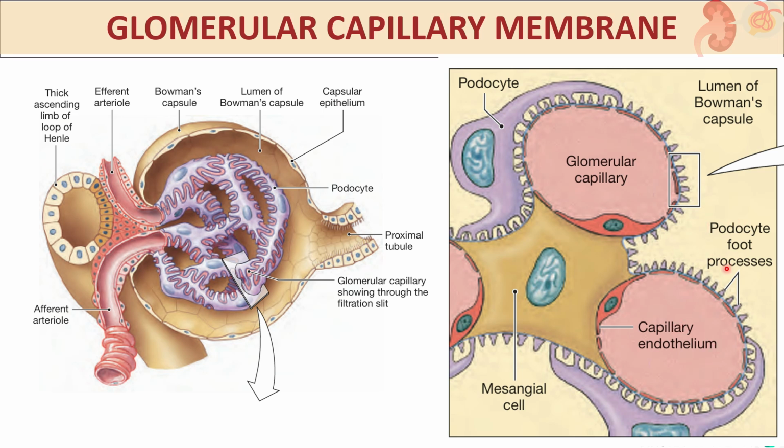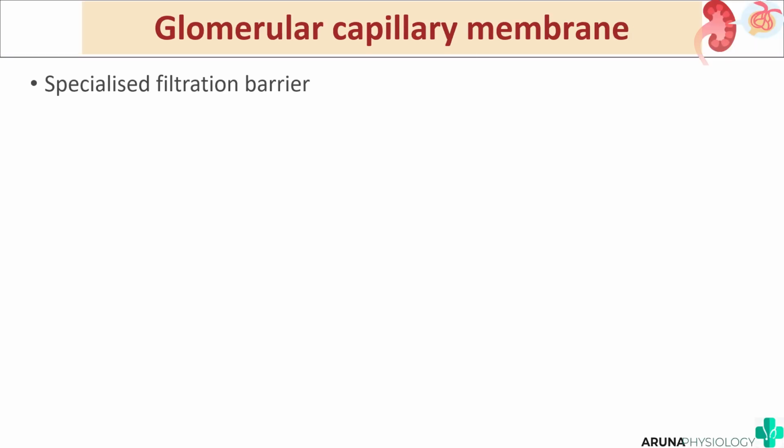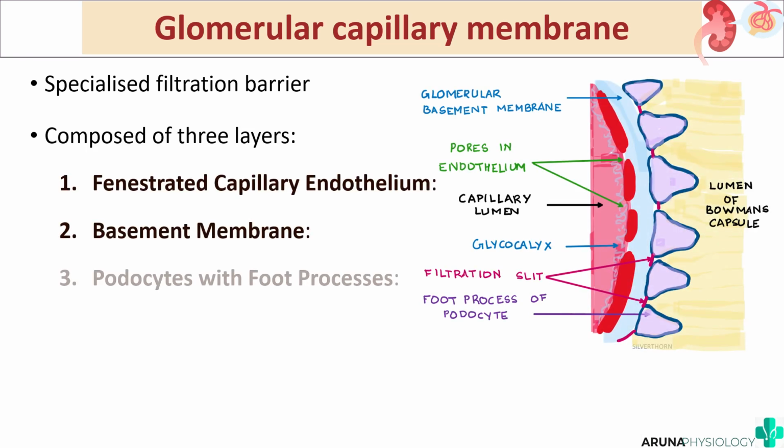So this membrane here which is surrounding this capillary is very important. That is why this is usually asked in the exams, and this membrane here is called the glomerular capillary membrane or the filtration barrier. So we'll see more about this glomerular capillary membrane. Basically it's a specialized filtration barrier, and it is composed of three layers. It's got a fenestrated capillary endothelium, a basement membrane, as well as podocyte with foot processes.